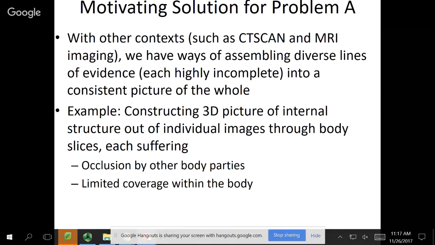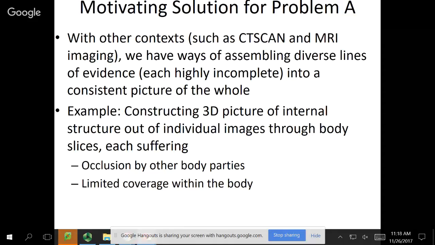In other contexts, such as CAT scans and MRI scans and medical imaging, we have ways of taking diverse pieces of evidence. They are sort of slices, images of slices through the body, or particular cross sections or surfaces within the body. And out of a given CAT scan or MRI, we might get dozens or hundreds of these images. And we have ways of putting them together to give a 3D portrait of the body being imaged. This is how MRI and CAT scan work, and there's some fascinating mathematics behind it with the Radon transform, etc.